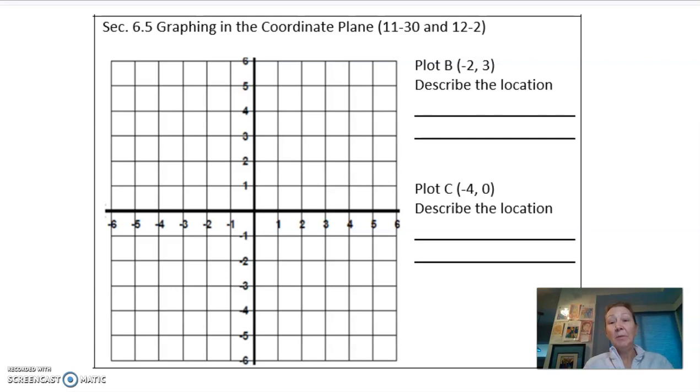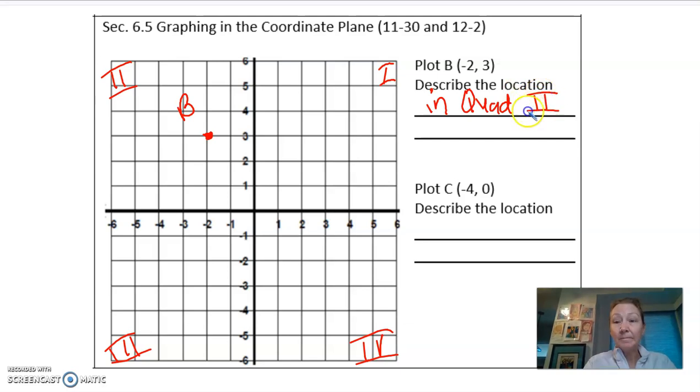Okay, so if I ask you to plot point B and C and then describe the location, right? Remember, there's 7 locations on a coordinate plane. Okay, so -2, 3. I start at the origin. I go left 2 spaces, up 3. And then I put a capital B. And I'm going to label my quadrants 1, 2, 3, 4. Okay, so B is in quadrant 2. That's where it's located.